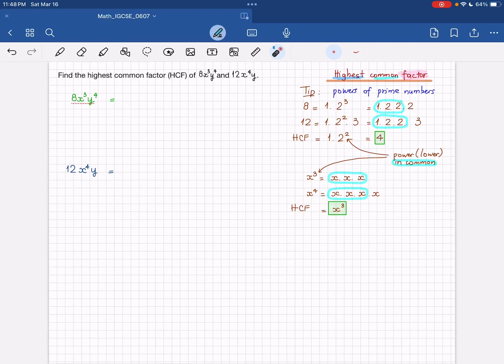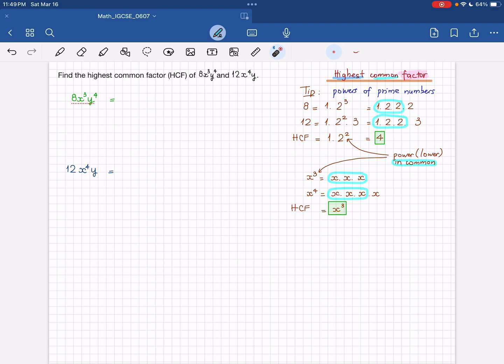Okay, so in order to find the highest common factor, we can apply the tips by writing those numbers of interest as products of the powers of prime numbers. So 8 can be expressed as 1 times 2 to the third, and 12 can be expressed as 1 times 2 squared times 3. And then we can see that these are the common factors between these two numbers.